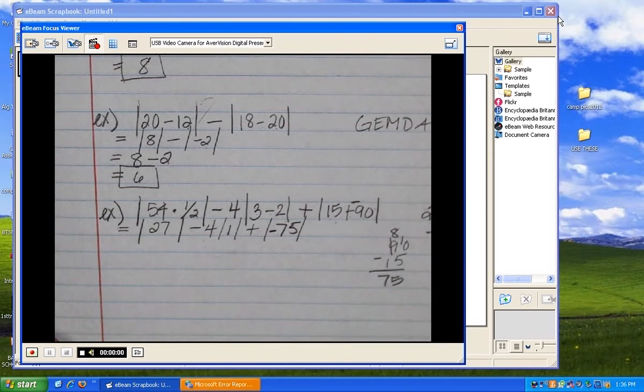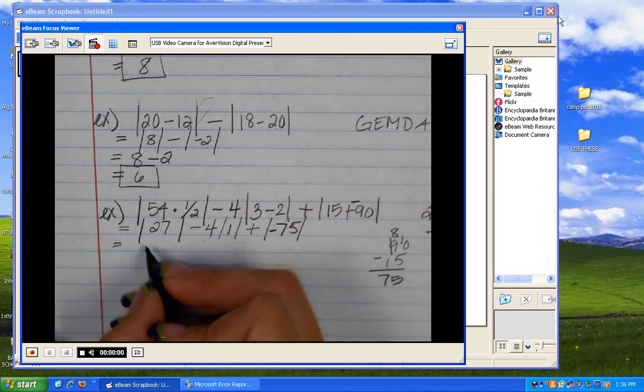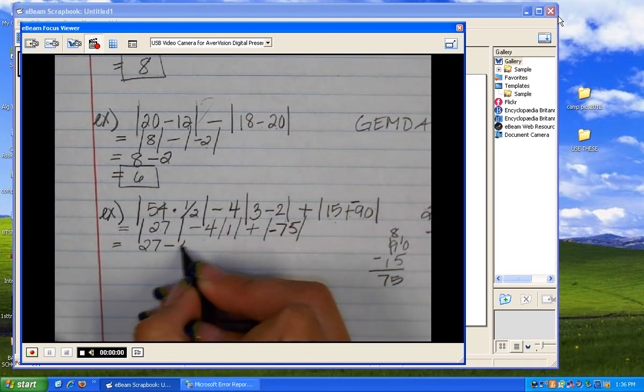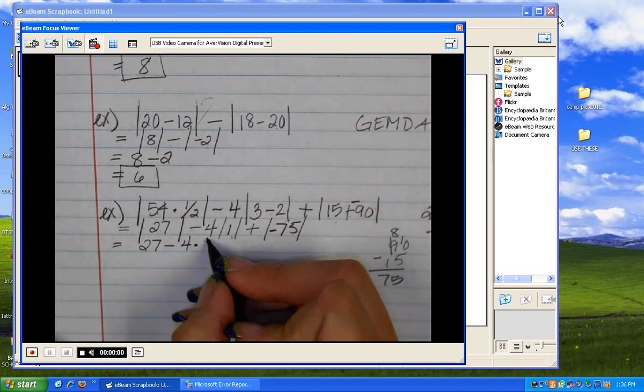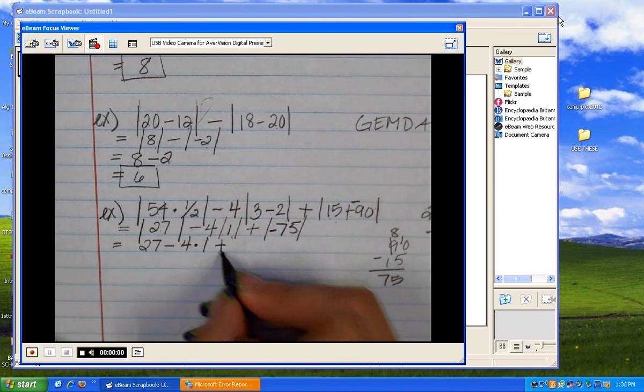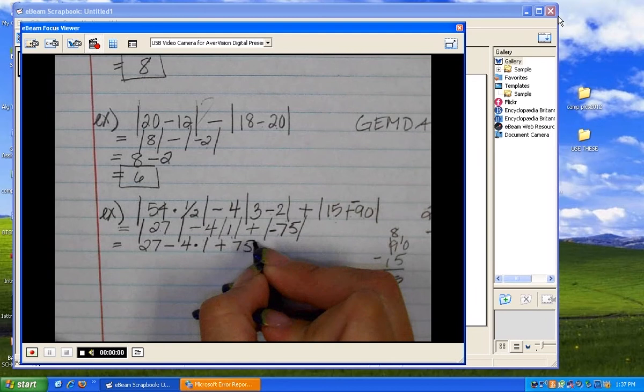Okay? So now my next step says, okay, I can pull these things out of their absolute value symbol. The absolute value of 27 is 27 minus 4 times the absolute value of 1, which is 1, plus the absolute value of negative 75, which is 75.